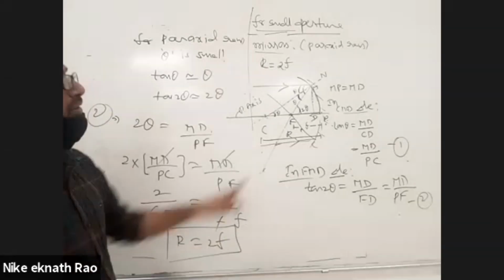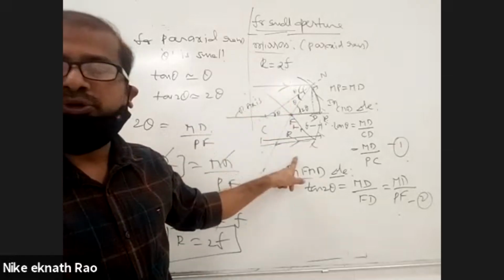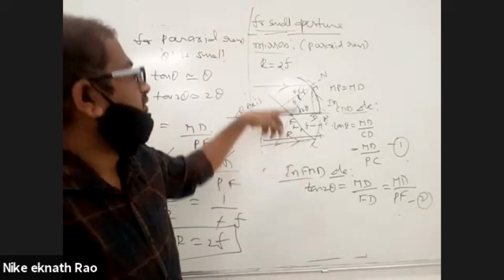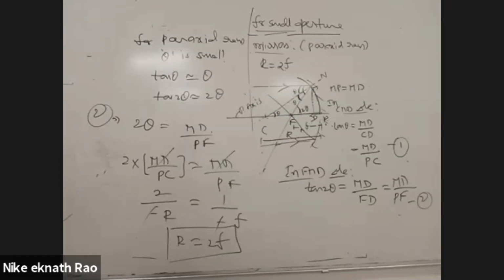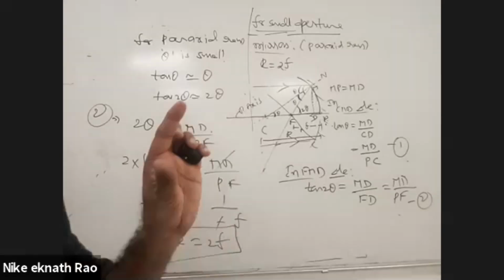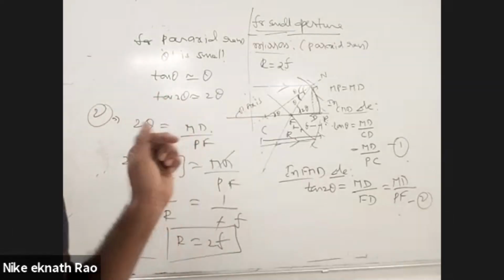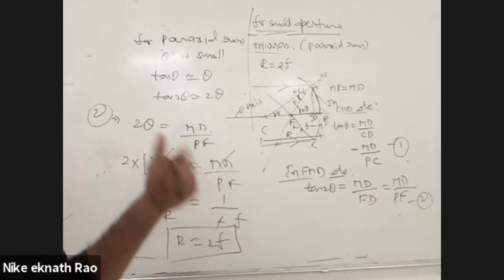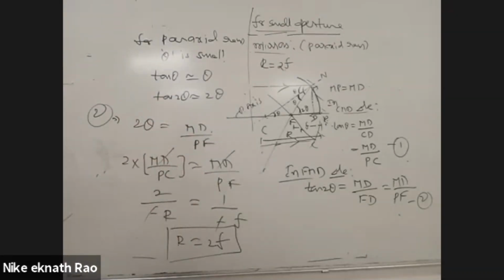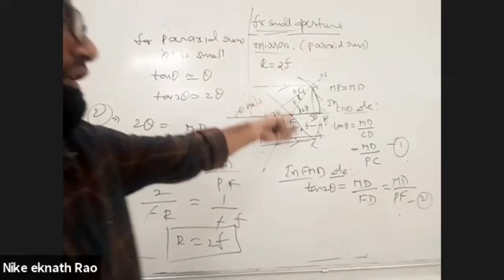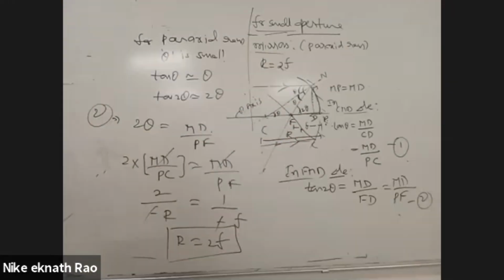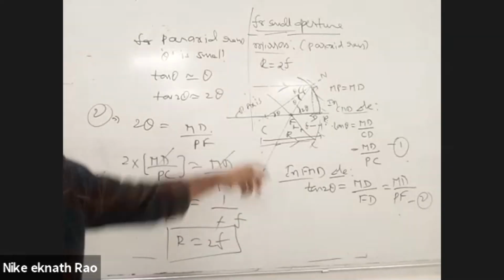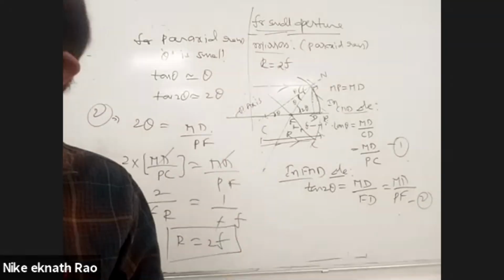Therefore, for small aperture, you can prove this not only for concave but also for convex mirrors. This applies to paraxial rays only, with mirrors and lenses very small in size so that the angles are very small. Under that condition only we apply this. Otherwise other Gaussian optics principles apply, and other equations are derived. The radius of curvature is twice the focal length. From the board exam point of view, this derivation is important. From the competitive exam point of view, the result is important.